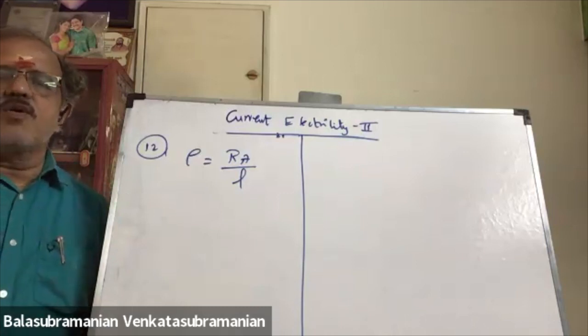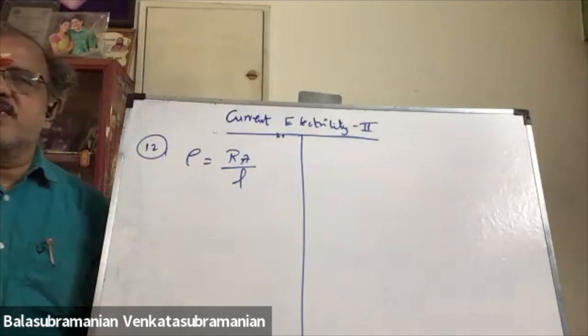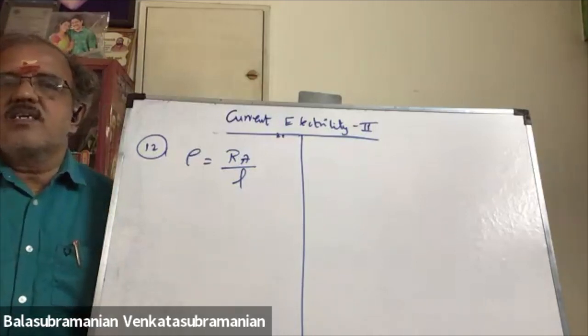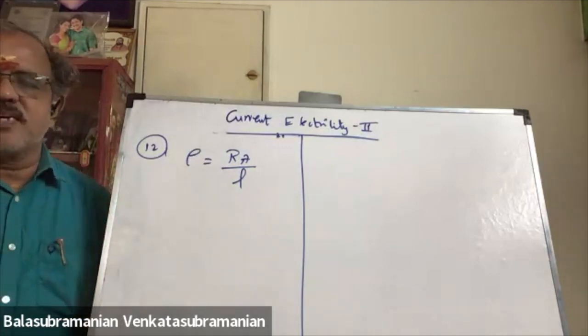So rho 1 and rho 2 are equal. Same material is given in one word. Normally, with the given data, they will simply do the problem, but here it is not like that.